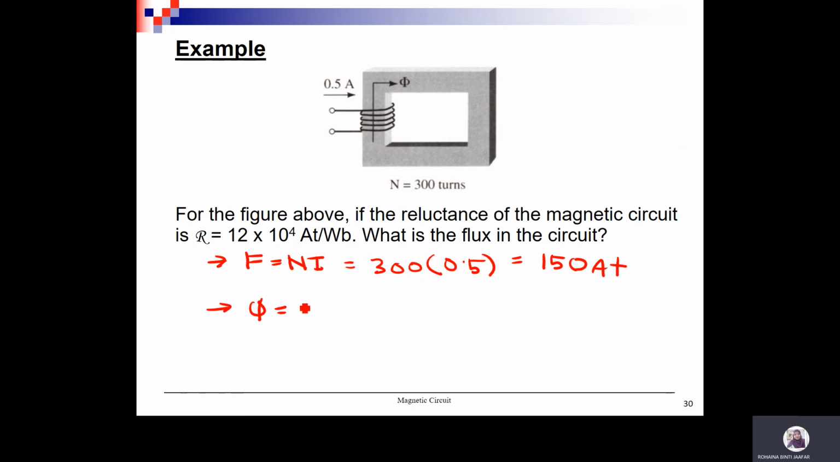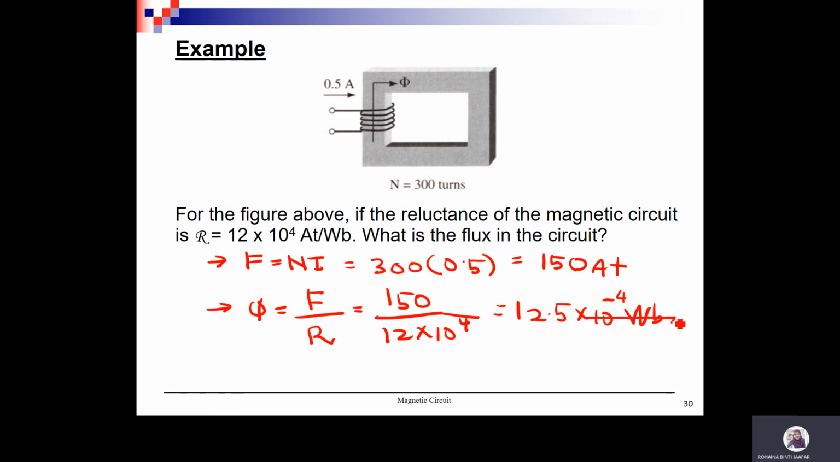Okay, and then how to get the flux? So flux equal to F over R. So 150 over 12 times 10 power of 4, so equal to 12.5 times 10 power minus 4 Weber. So this one is the relationship between MMF and flux.